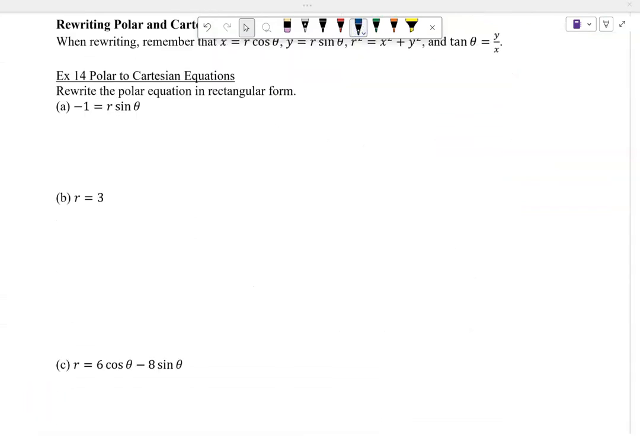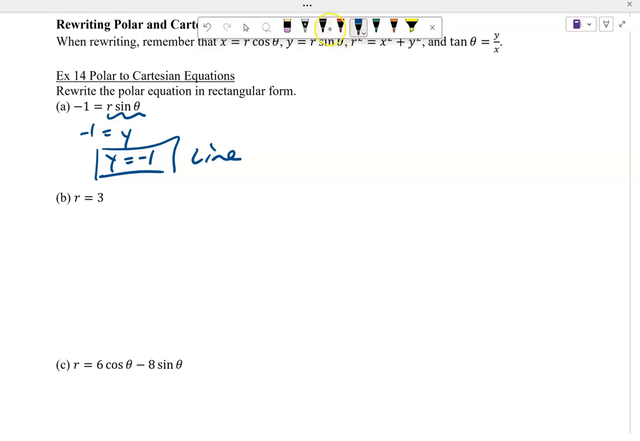All right, let's look at this next one. We've got negative 1 equals r sine theta. We're trying to put this into Cartesian. Well, we know r sine theta is y. So this is just y equals negative 1. This is just a horizontal line, y equals negative 1.